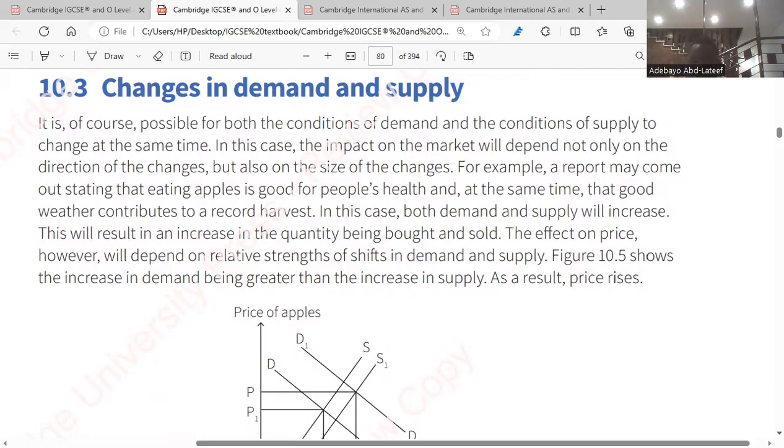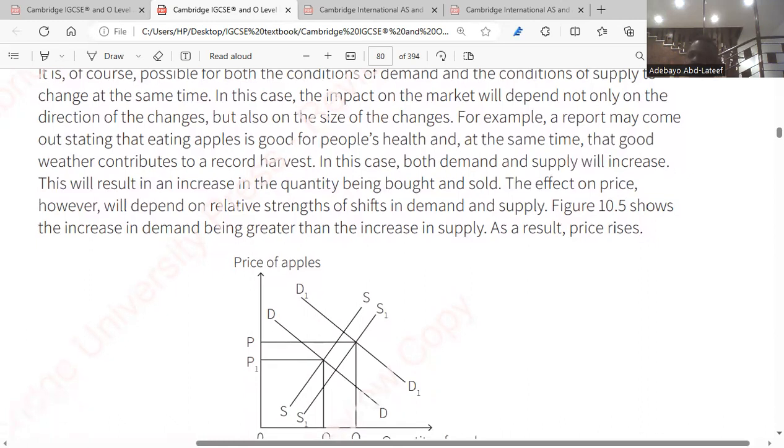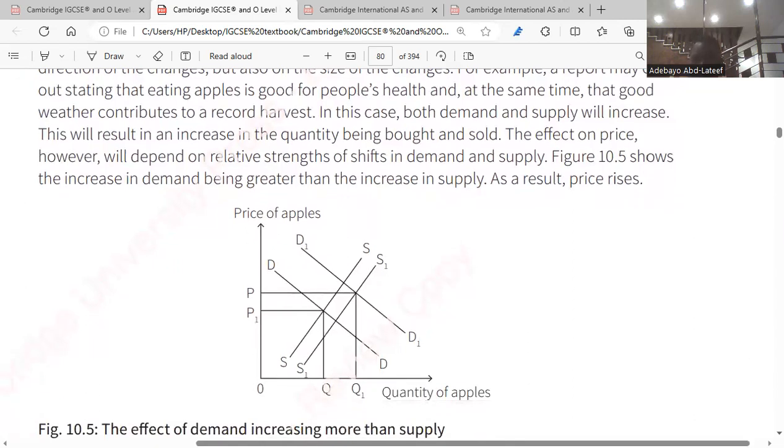For example, a report may come out stating that eating apples is good for people's health, and at the same time, good weather contributes to a record harvest. So in this case, both demand and supply will increase. This will result in an increase in the quantity being bought and sold. The effect on price, however, will depend on the relative strength of the shift in demand and supply. If the increase in demand is greater than the increase in supply, price rises.